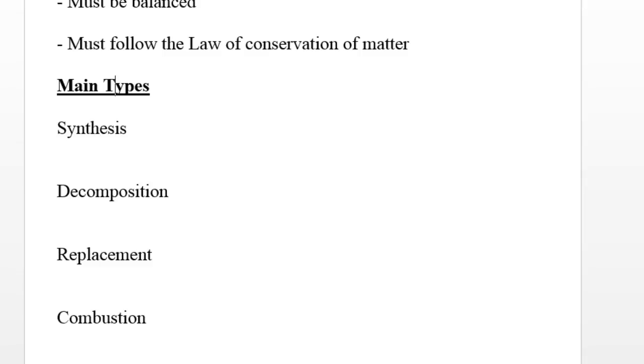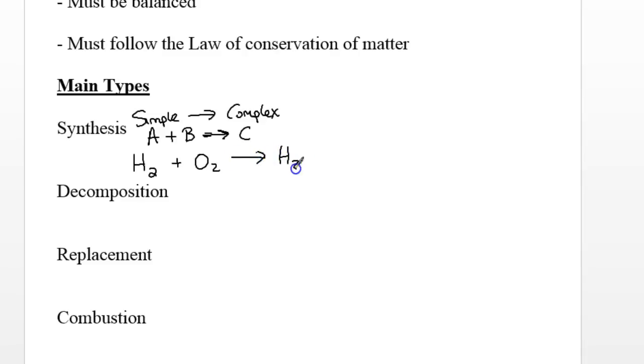Okay, and we're going to add something to replacement here actually. Synthesis is where you take something simple, take something simple, and make it more complex. It's like you're taking all these simple things and putting them together to make something more complex. An example of this, sometimes they write it in letters: A plus B gives you C. An example in an actual equation is H2 plus O2 gives you H2O.